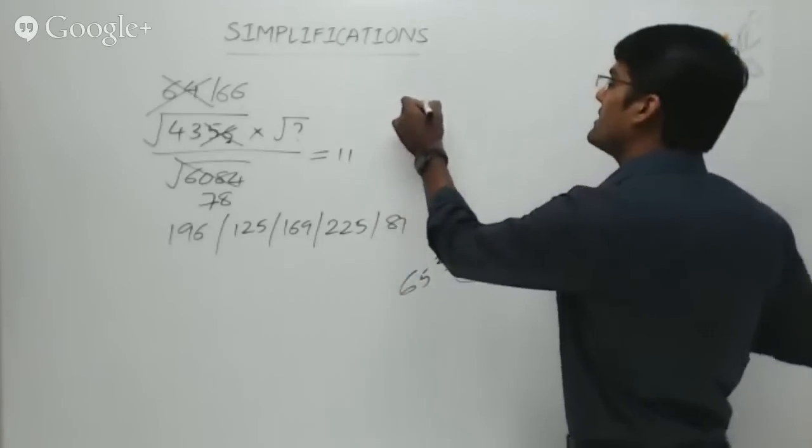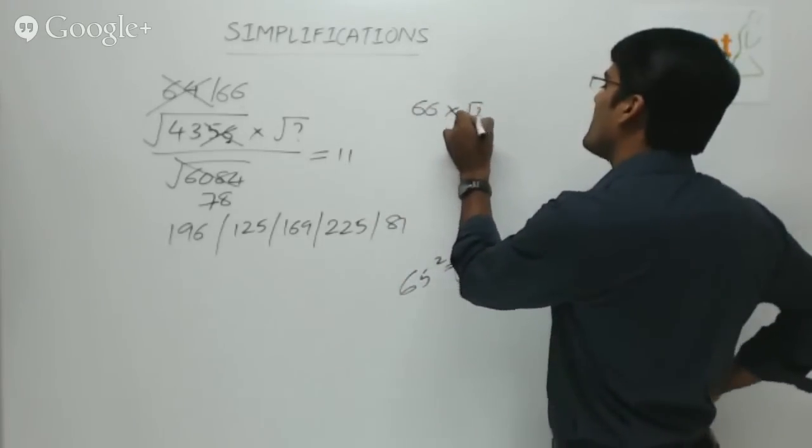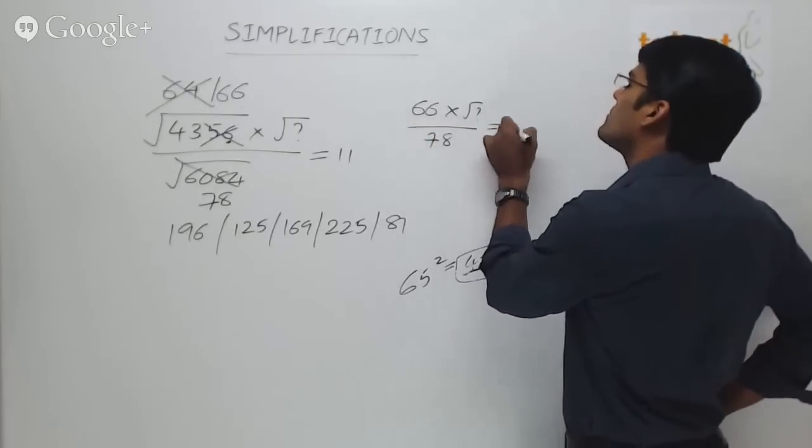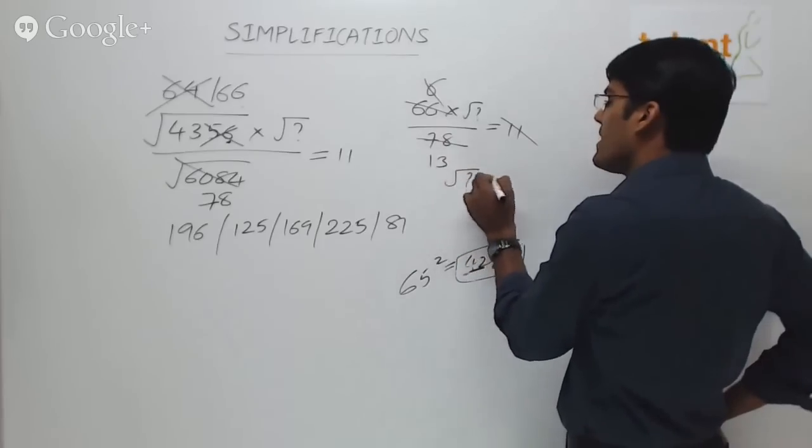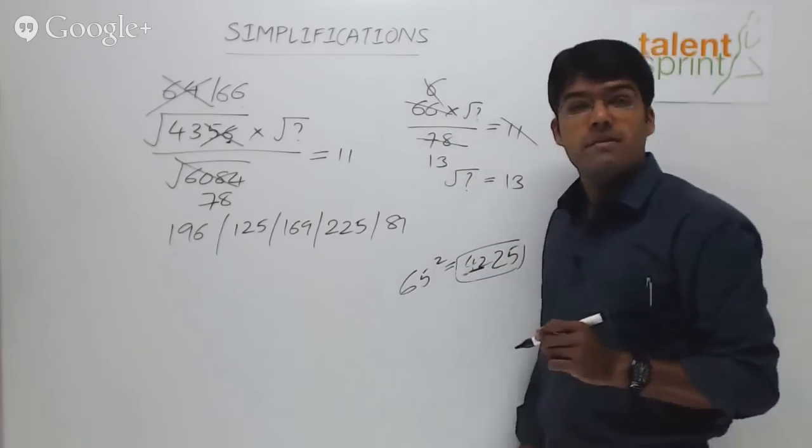Now if you look at the question, this is 66 into root over question mark divided by 78 equals 11. This goes 6 times, 6 here goes 13 times. Root over question mark is equal to 13.